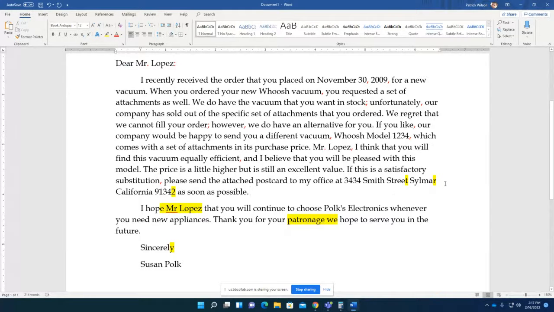And if you look, we need to put a comma separating the street name, the city or the town. We need a comma in between that and the state.